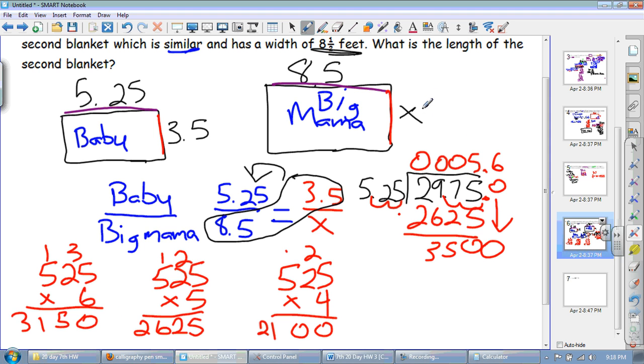I can check my answer. 5.25 is a little bit bigger than 3.5, and 8.5 is a little bit bigger than 5.6. So this answer seems to make sense.